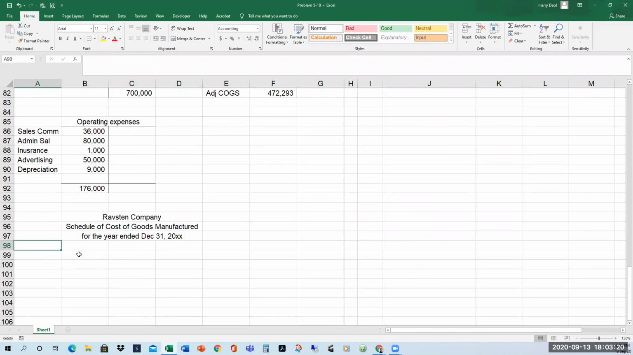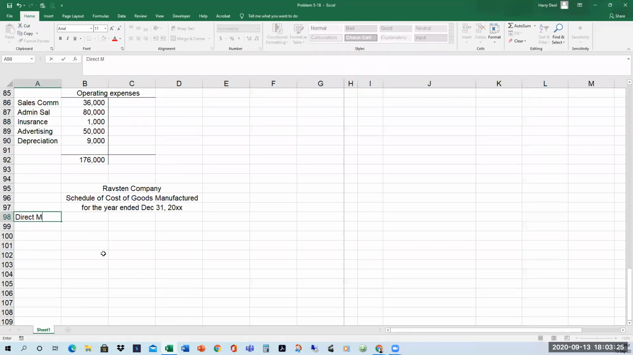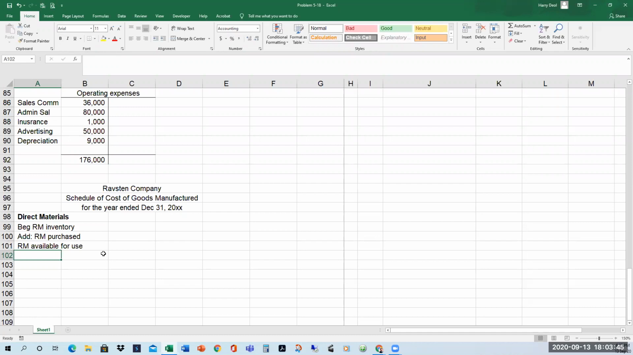All right, we know what the schedule of cost of goods manufactured is supposed to look like. We'll have direct materials. For direct materials, we'll begin with beginning raw materials inventory. We will add raw materials purchased to get raw materials available for use. From raw materials available for use, we're going to subtract ending raw materials inventory to get raw materials used for production.